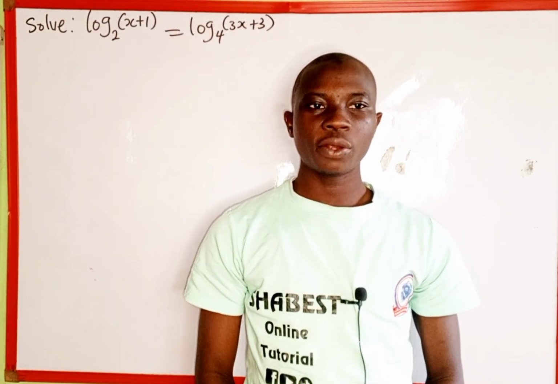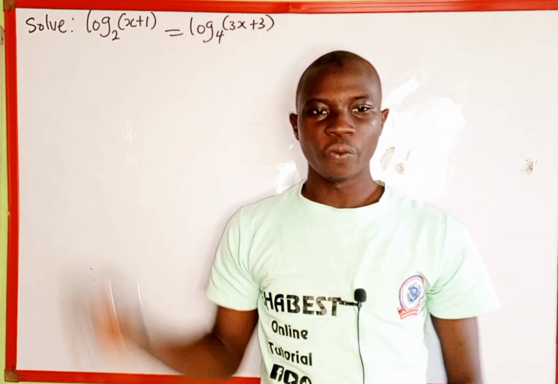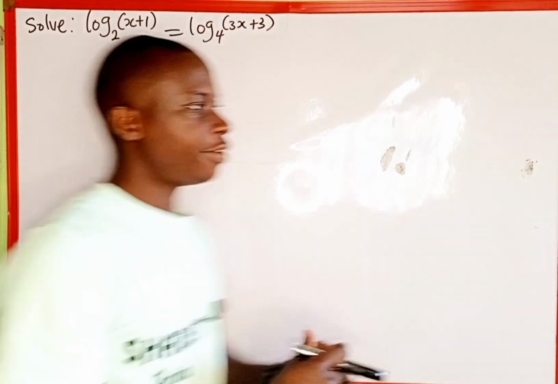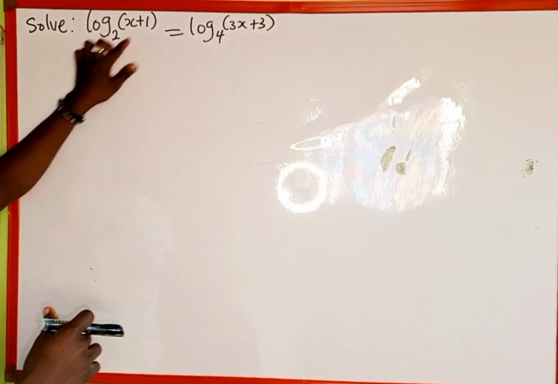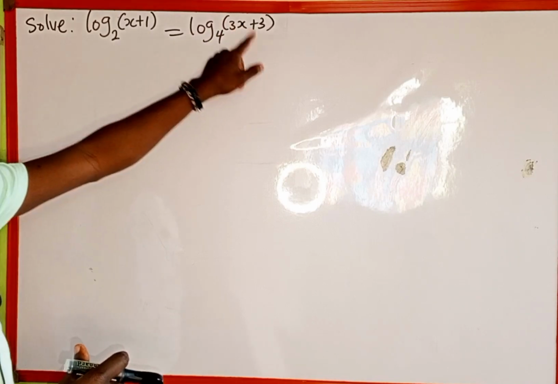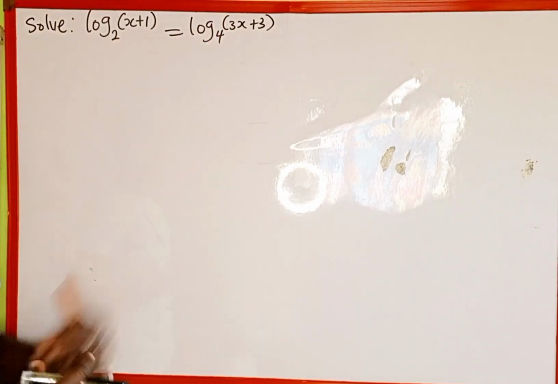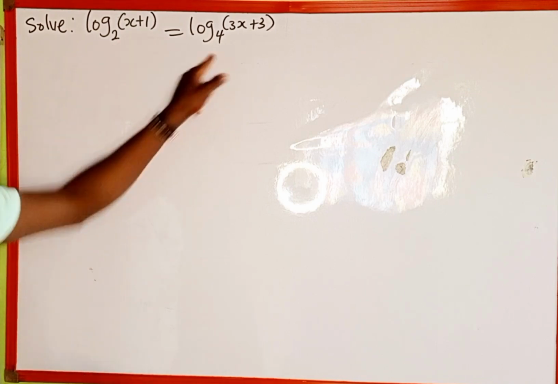In today's tutorial, we are going to learn how to solve for the value of x from this logarithmic equation with different base. So on the left hand side of this equation, we have log of x plus 1 to the base of 2, which is equal to log of 3x plus 3 to the base of 4. So the bases are different. The first thing we are going to do is to make the base to be the same.